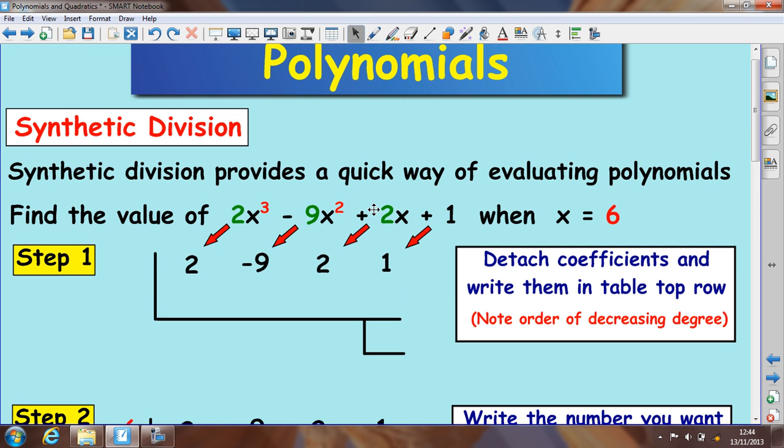So when you're drawing this table out for synthetic division, the first step is to draw your wee L shape and your wee bit at the bottom for your answer. The next thing you do is you get your values along the top of the table. You get these from the coefficients at the front of each power of x. So the coefficient of x cubed is 2. We have to be careful here, that's negative 9 at the front of x squared, a plus 2 here and a plus 1 there.